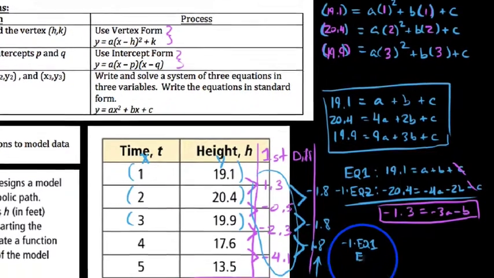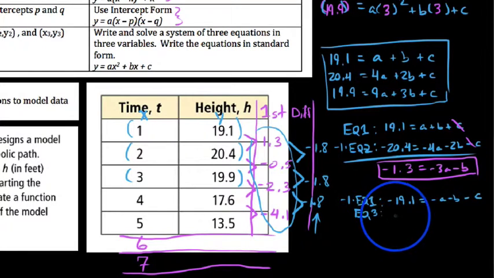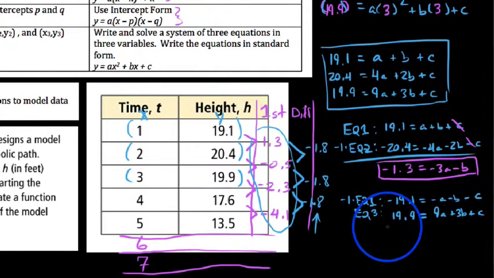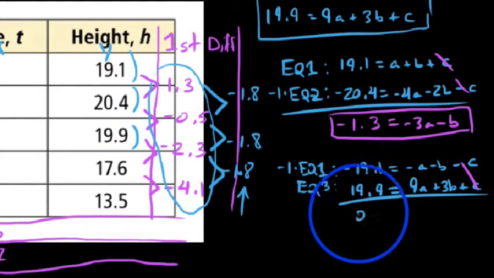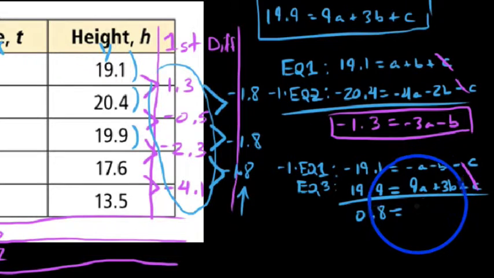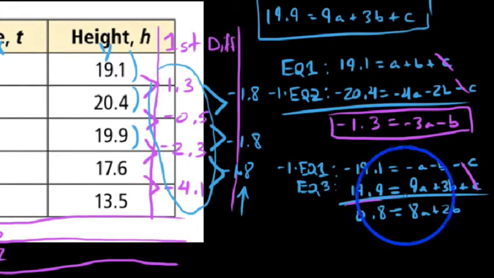And I'm going to add that to equation 3, and I'm going to cancel out my c's. So we get negative equation 1 would be negative 19.1, negative a minus b minus c. And then our third equation here is 19.9 positive, and we have 9 total a's, 3 b's, and a c. So again, our c's cancel out in this instance, and what we get is a difference here of 0.8, it's positive, and I get 8 a's plus 2 b's. I'm going to put a box around this.